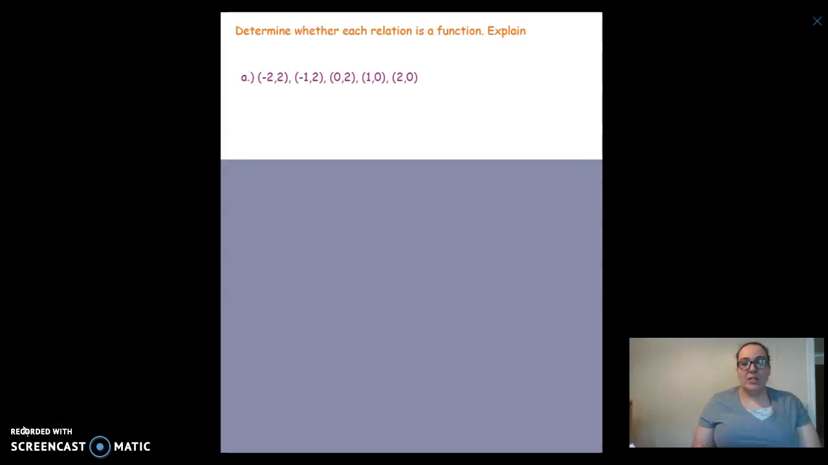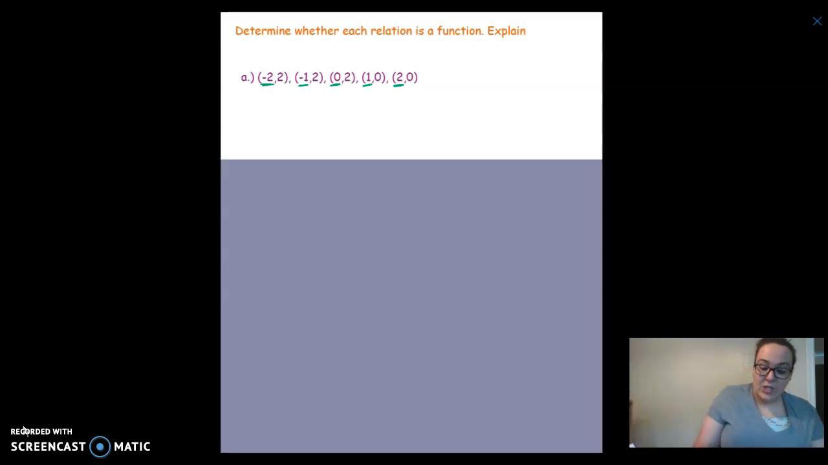This first page says determine whether the relation is a function or not, and then explain why or why not. So I want you to pause, write that down, and then I will explain. Remember, a function is where each x has exactly one y. So I'm going to look at my x values. Negative 2 has a y of 2. Negative 1 has a y of 2. 0 has a y of 2. 1 has a y of 2 and 1 has a y of 0, and 2 has a y of 0.